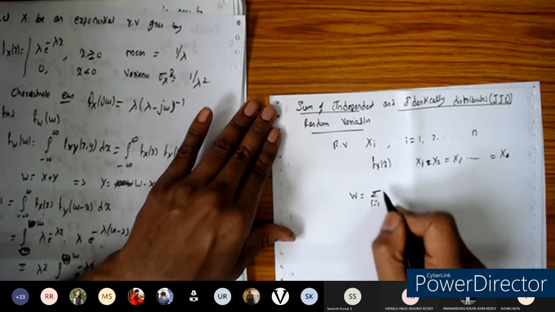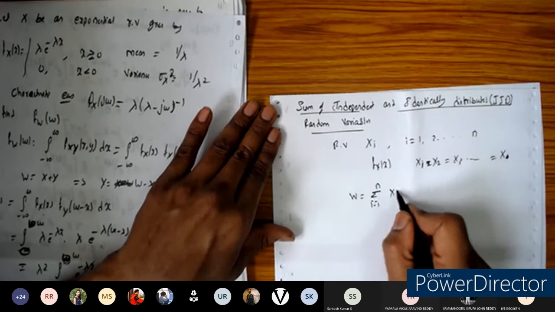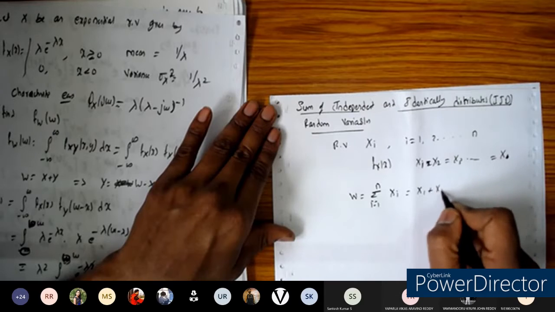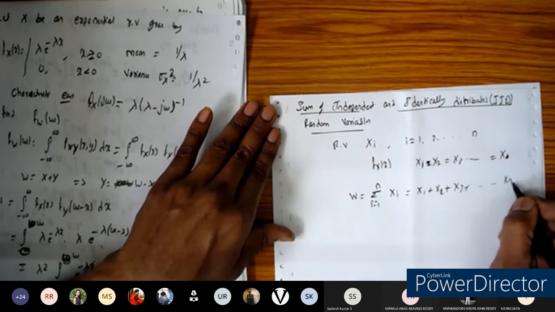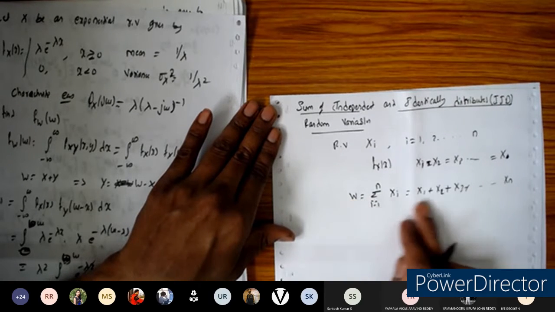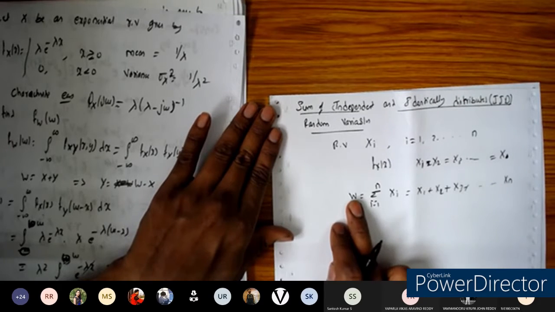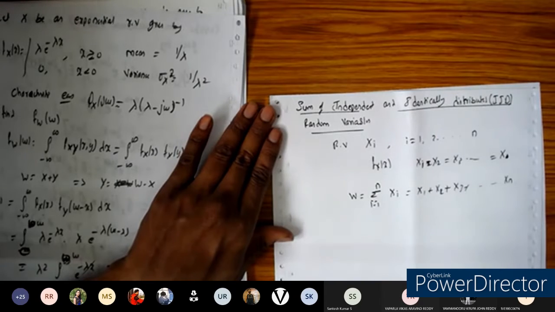The sum will be from i equal to 1 to n, because we have n random variables, and we take Xi. So W is the sum X1 plus X2 plus X3 and so on up to Xn. Such a random variable W, which is the sum of all the independent random variables, is built from IID random variables, that is, independent and identically distributed random variables.